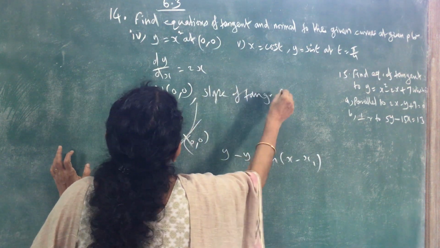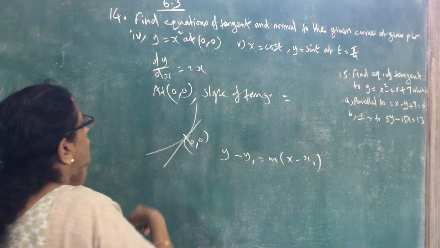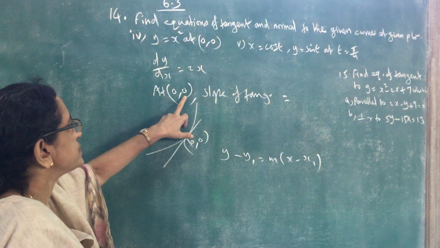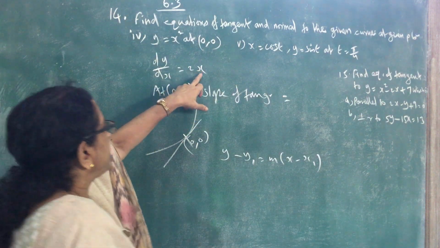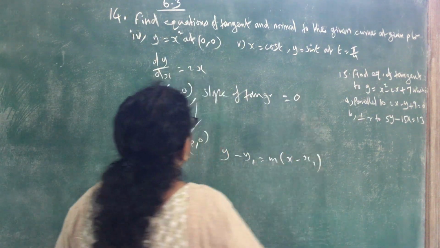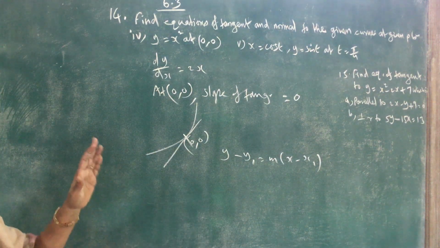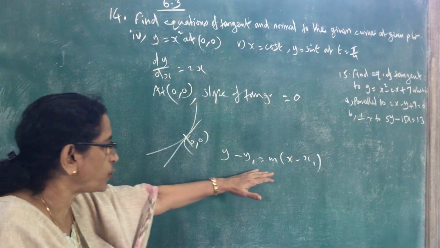Slope of the tangent equal to 2 into 0. That means x equal to 0, y equal to 0, we have to substitute here. There is only x, so substitute x equal to 0. So when x equal to 0, 2 into 0 is equal to 0. So the slope of the tangent is equal to 0. Now we can substitute in the equation.